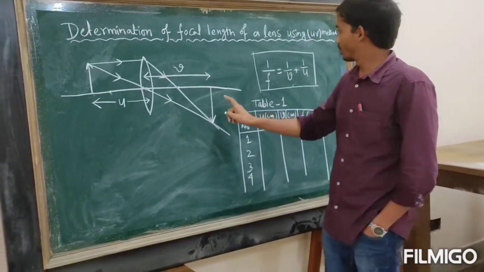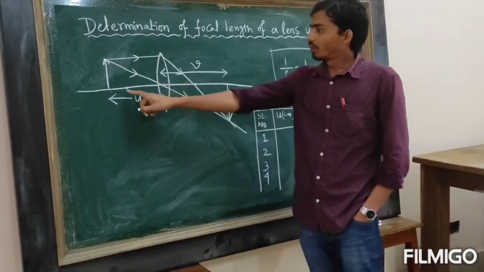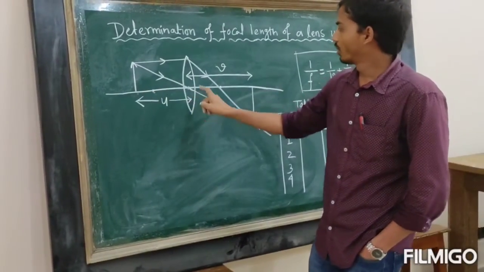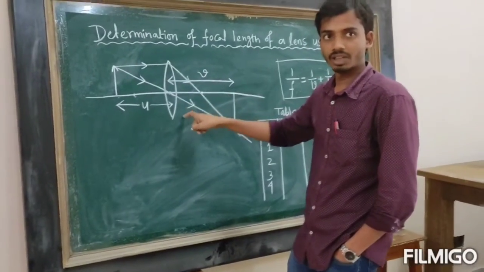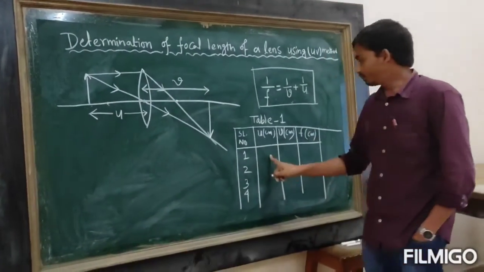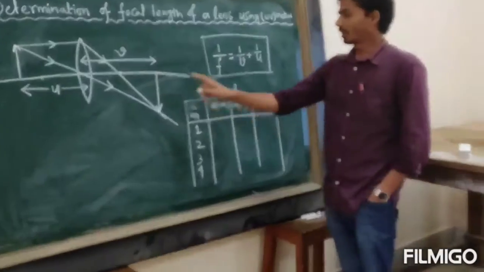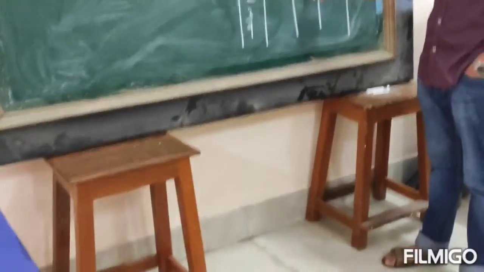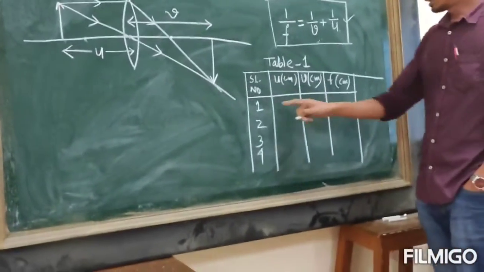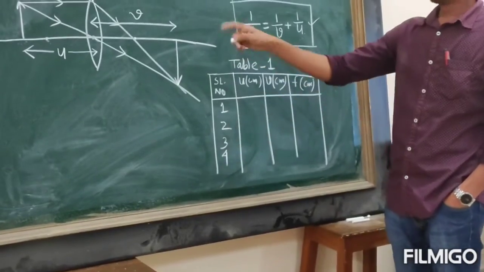So what you have to do is note this u and note the v for a given lens. For a particular u, you will get a particular v. You get u, you get v, and using this formula you can find out the focal length. For other setups, you have to do the same thing.